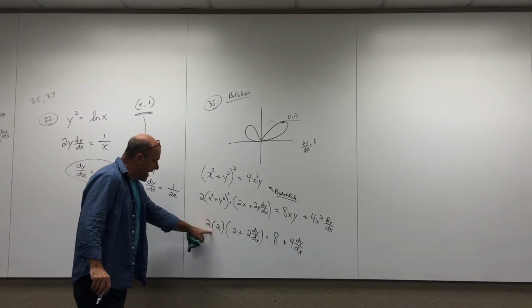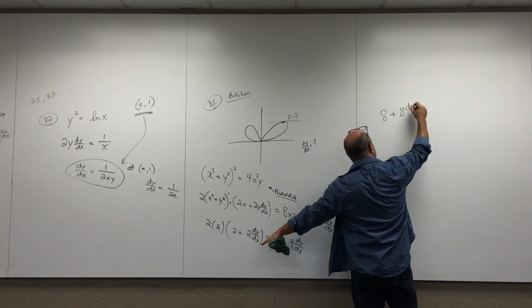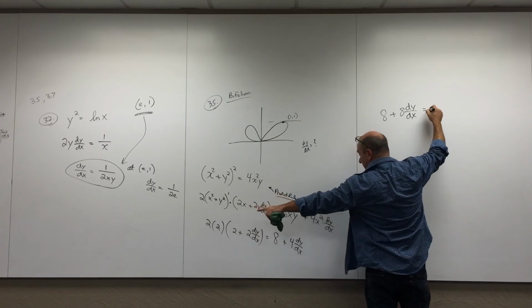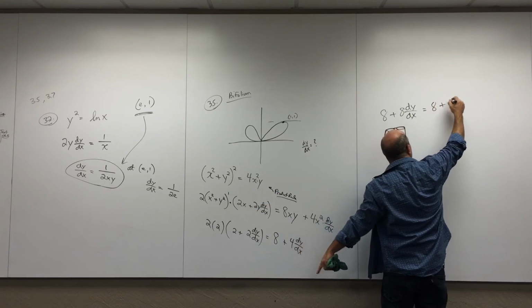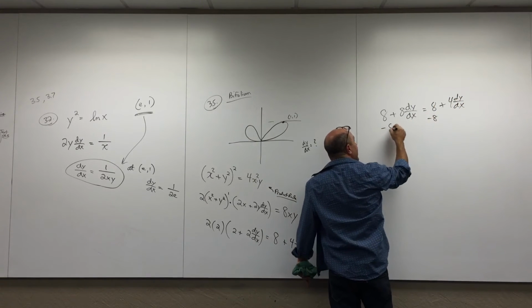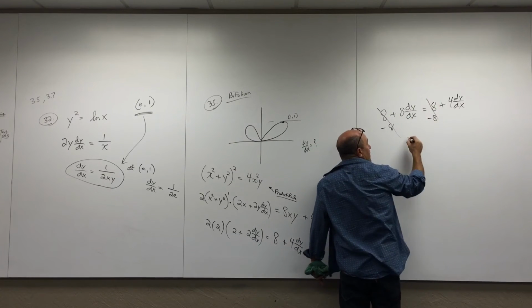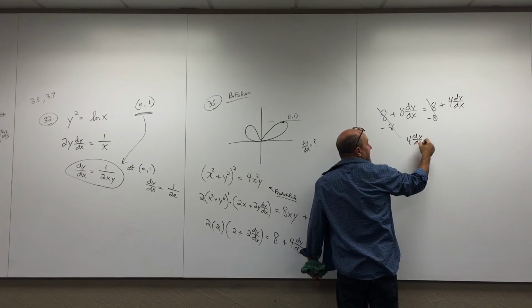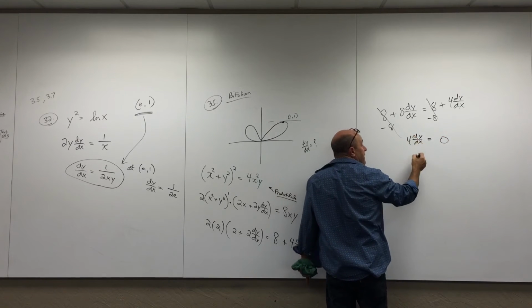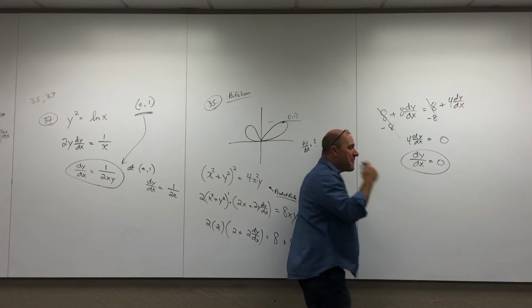Hey, that's a 4, you guys. If you distribute it, it's 8 plus 8 dy dx on that left-hand side, and over here I have 8 plus 4 dy dx. That's kind of funny. When you subtract your 8, that's gone. When you subtract your 4 dy dx, you get 4 dy dx on this side equals 0. You're going to divide by 4. Guess what dy dx is? 0. Oh, 0. Yeah.